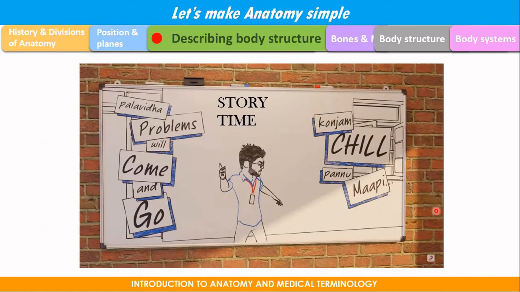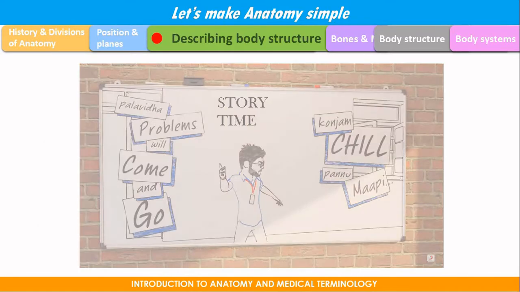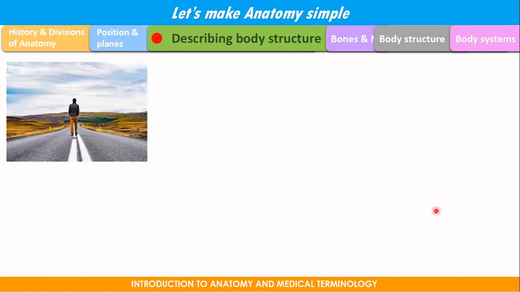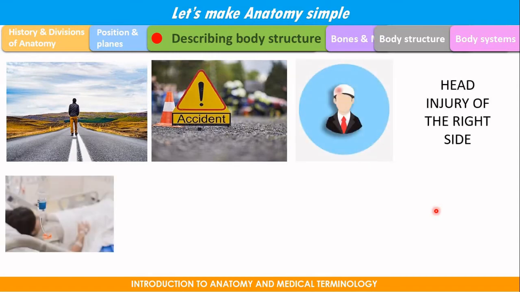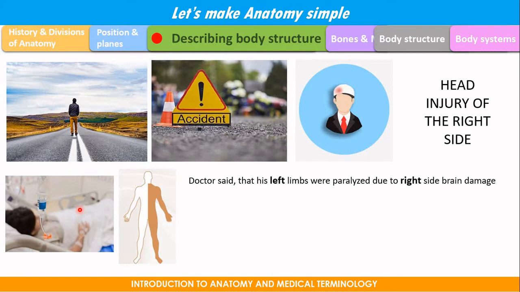Now, it's the Kotti story time. So, what is the story here? A person is walking on the road, that too in the middle of the road. So, he meets with an accident, gets injured, and the injury is in the head, on the right side of the head actually. He is admitted to the hospital and the reports have come. The doctor is saying his left limbs were paralyzed due to right side brain damage. How come?